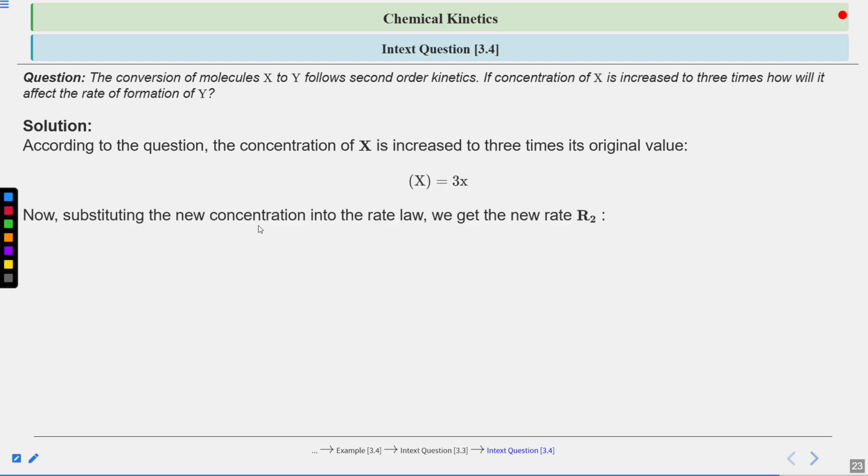Now, substituting the new concentration 3x into the rate law, we get the new rate as R2. So R2 is given by k times (3x) whole square, which is k times (3x) whole square, right? So R2 will become k times 9x square, because 3 square is 9 and x square stays x square, so we can write it as 9kx square.